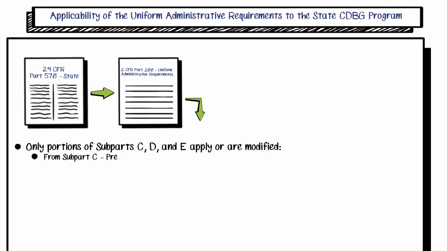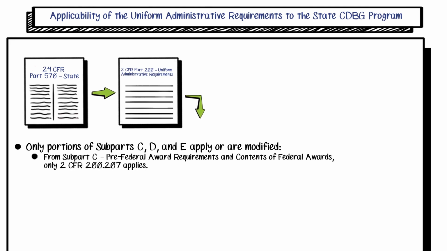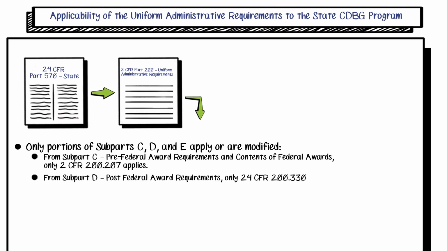From Subpart C, Pre-Award Requirements and Contents of Federal Awards, only 2 CFR 200.207, which allows the state to impose additional specific award conditions on its subgrantees, applies. From Subpart D, Post-Federal Award Requirements, only 2 CFR 200.330, 331, 332, and 343 are directly applicable. These are the sections addressing subrecipient monitoring and management closeout.